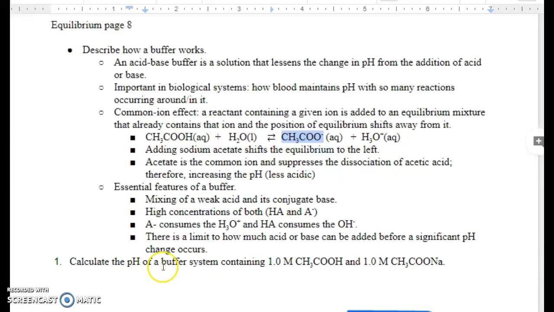So we're going to start with a problem where we calculate the pH of a buffer system containing 1 molar acetic acid and 1 molar sodium acetate. You can do this from a Ka perspective, and in either method that you use, you have to know the Ka value. That Ka value has to be given in the problem, or, as in your textbook, there are tables where you can find it. The Ka value for acetic acid is 1.8 times 10 to the negative 5th.